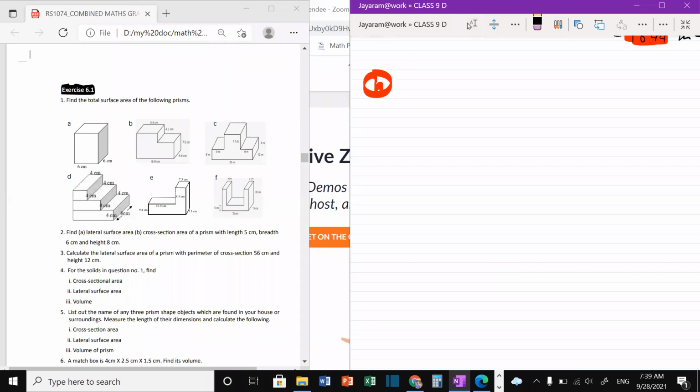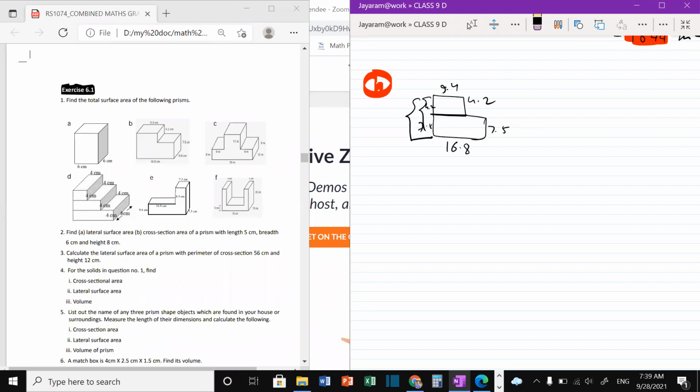In question number B, the shape is L-shaped. First of all, as I already told you, you have to draw the cross section. What is not given? 7.5 is given here, 4.2 is given, and 9.4. If you draw this here, then the upper side will be 4.2 and the downside will be 7.5, so you can find the total.